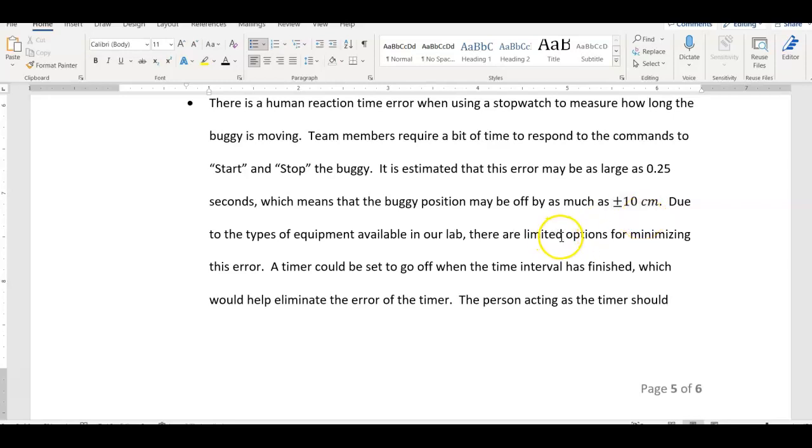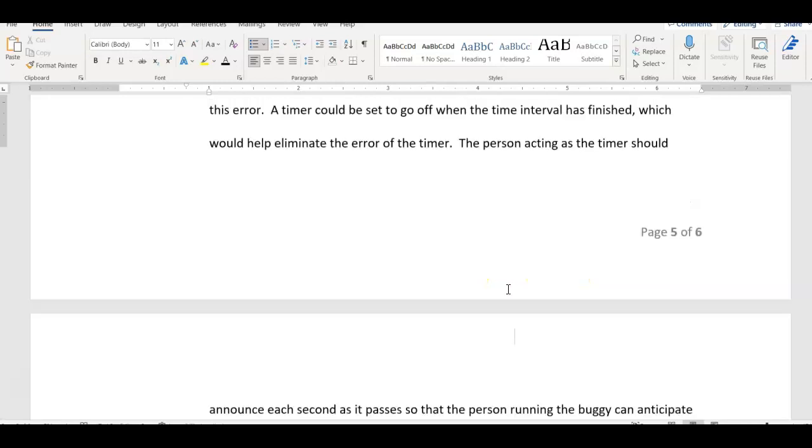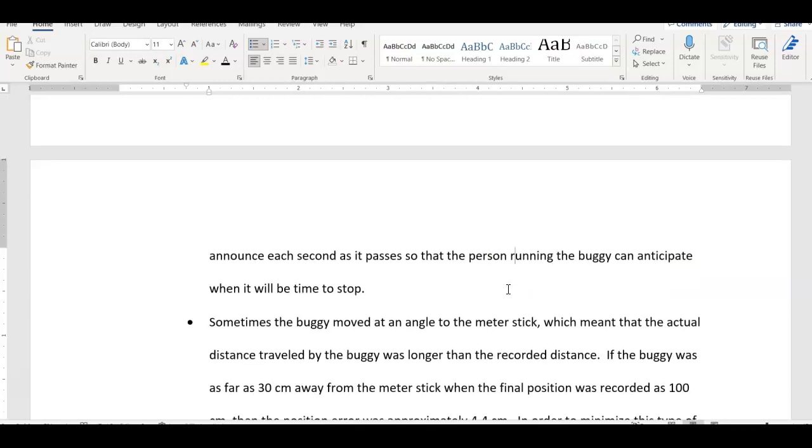Okay, so we've quantified it, and now we want to talk about how we could reduce that error. It says, due to the types of equipment available in our lab, we have limited options for minimizing this error. One is that a timer could be set to go off when the time interval is finished, and the other is that the person acting as the timer could be announcing the time as each second passes, and that would help the person who's going to stop the buggy to anticipate when it's time to stop.